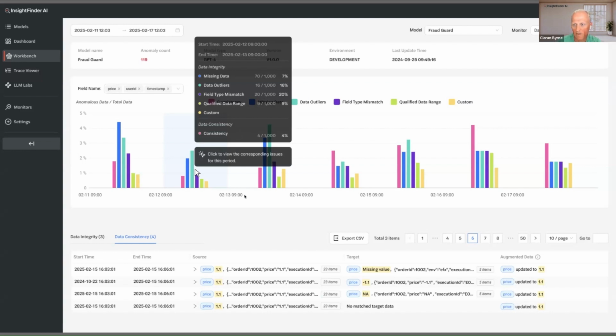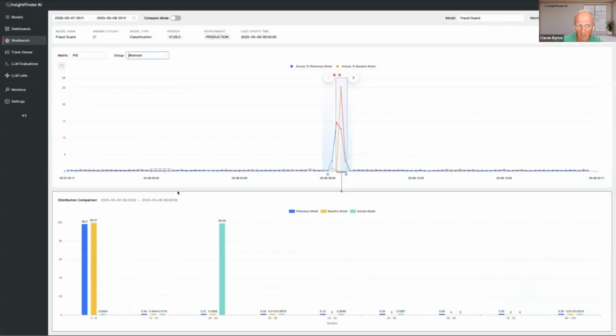So this is a workbench. It's distributed by day where you can see the various anomalies that are occurring. This is an example of the model that I shared, which is the fraud detection model. This is an example of data drift that has happened here, where we have uploaded a reference model and we're looking at baseline data.